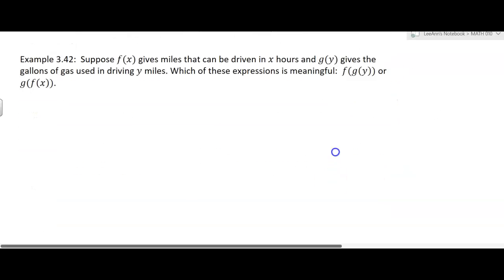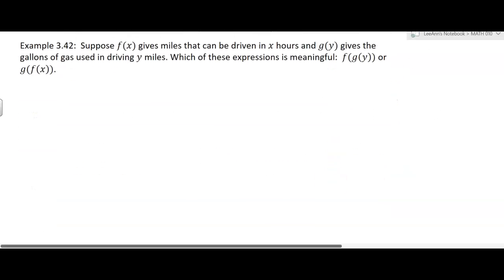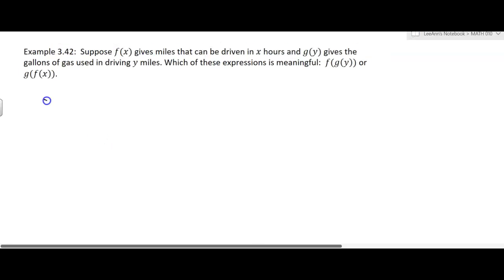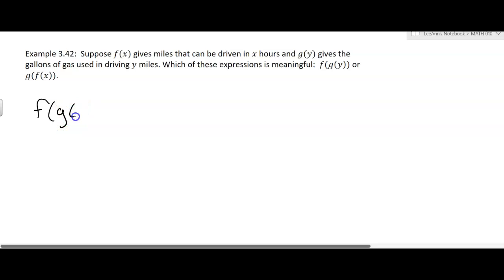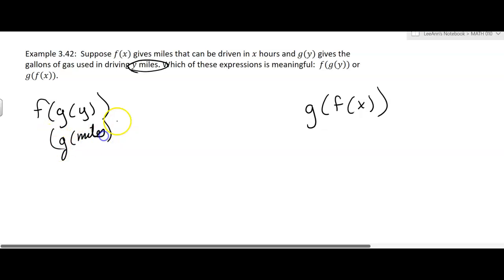Now this question's a little bit different. It says, suppose f of x gives miles that can be driven in x hours, and g of y gives the gallons of gas used in driving y miles. Which of these expressions is meaningful? So they have f of g of y, and then g of f of x. Let's look at the first one. What does y measure? Y is measuring miles, right? So you're saying g of how many miles? Now let's see if that makes sense.